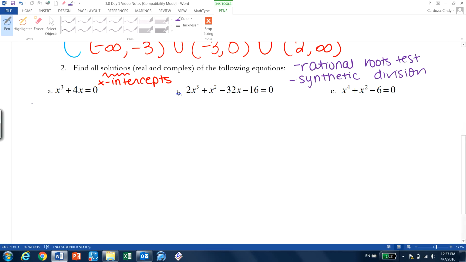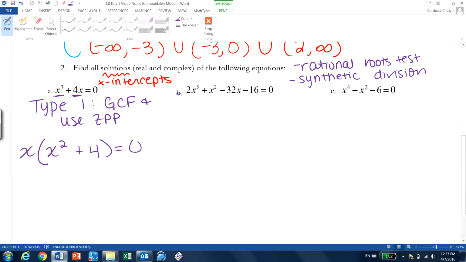Okay? So this type 1, my job is to find the x-intercept, so I need to solve for x. This type is called, you find the GCF, you factor out the GCF, and you use the zero product property. So I want to find what both of these have in common. The GCF in this problem is x. They both have an x in there, so I'm going to factor that out. And what's left is x squared plus 4, and I still have it equal to 0.